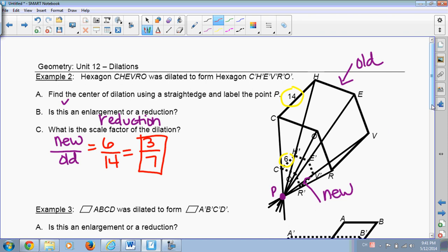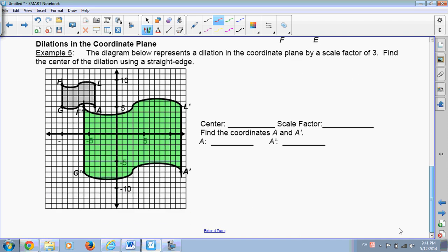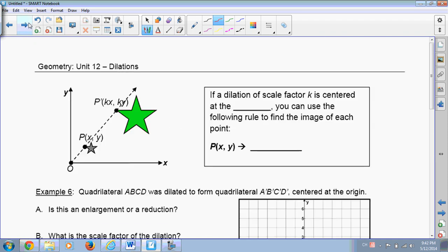Okay, we're going to save 3, 4, and 5 for class. So go ahead and turn to the next page.